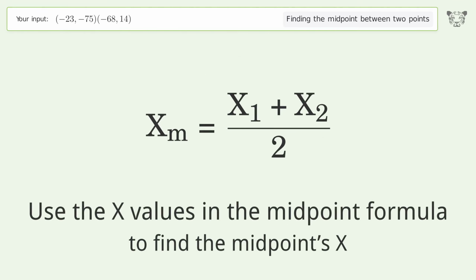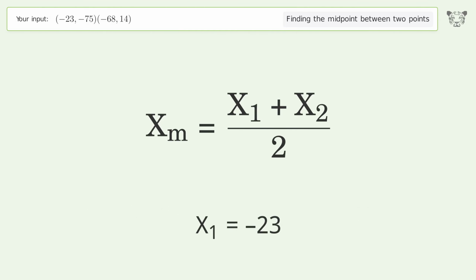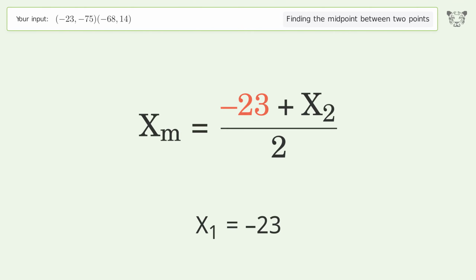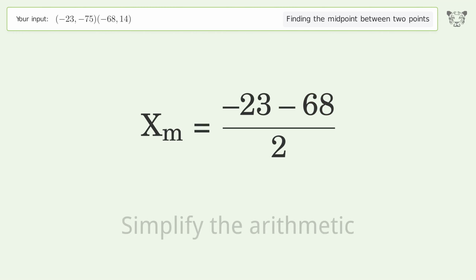Use the x values in the midpoint formula to find the midpoint's x. x1 equals -23. x2 equals -68. Simplify the arithmetic.